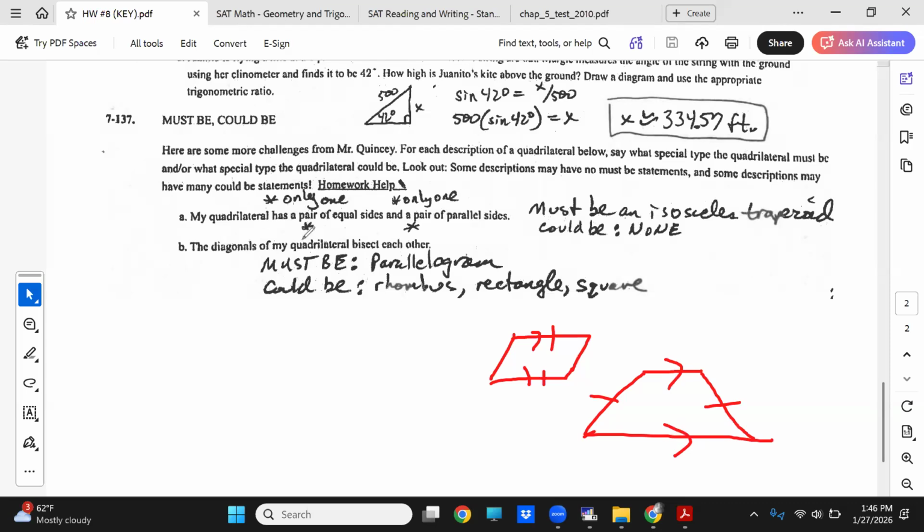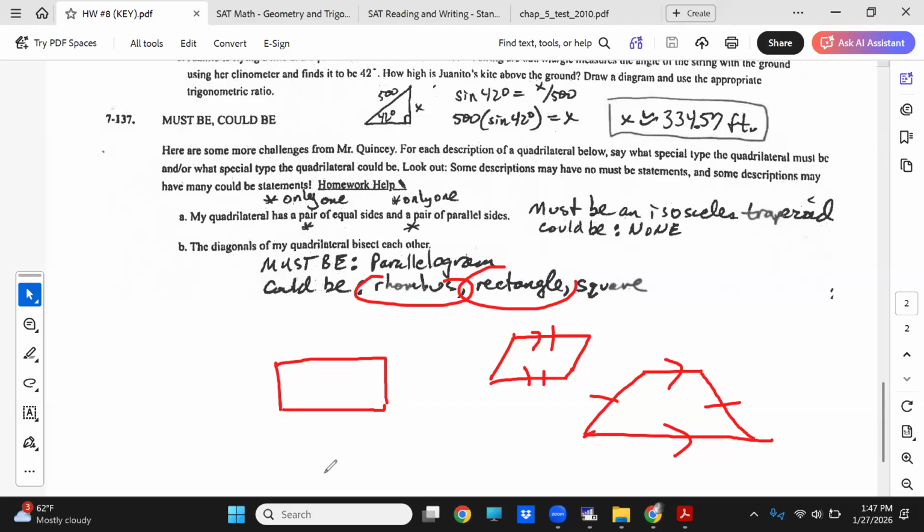The diagonals of a quadrilateral bisect each other. A parallelogram definitely does that for sure, but it could be special. It could be a rhombus, it could be a rectangle, it could be a square. A rhombus is a special parallelogram because all the sides are the same. What makes a rectangle special? What's unique about a rectangle compared to a rhombus or a parallelogram? What do you see about all the angles? That was because a rhombus doesn't need that, right?